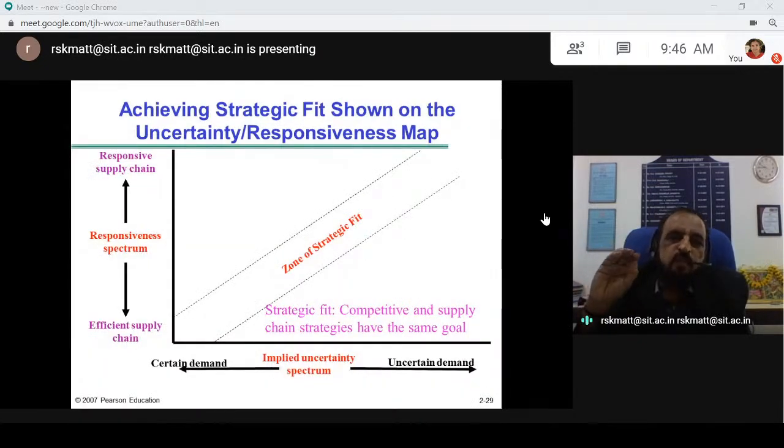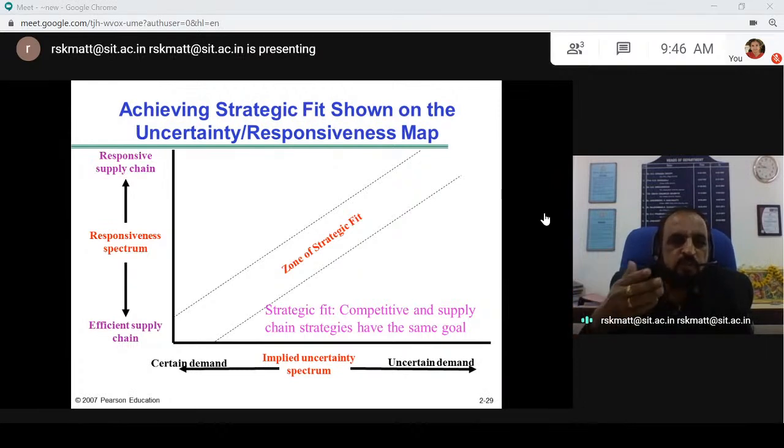Then the other important topic in the supply chain is strategic fit. As I told you, the market demand is highly uncertain. Sometimes for some products the demand is certain. Then how does the business manager have to play a game between certainty and uncertainty of the demand in the market? We also have two types of supply chains: the efficient supply chain and the responsive supply chain.